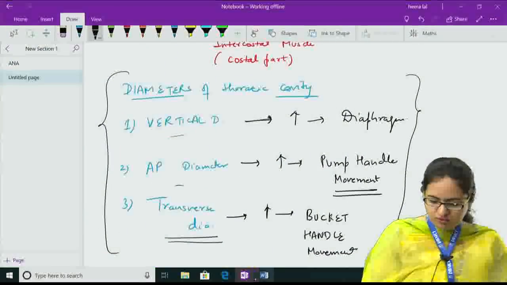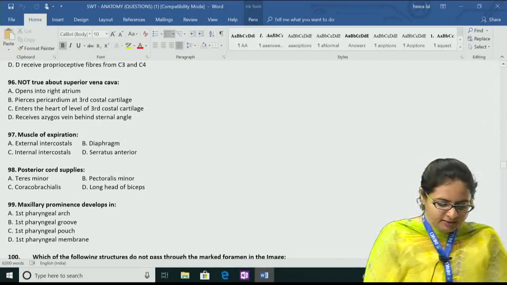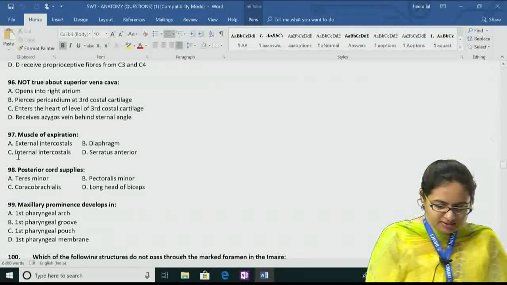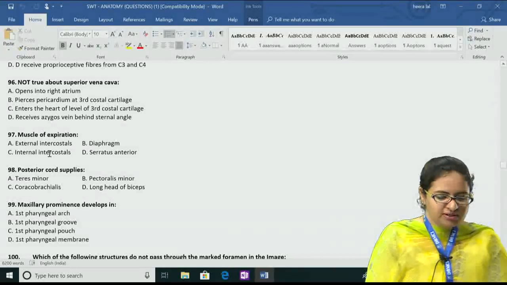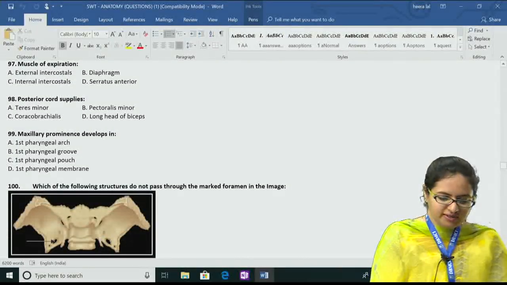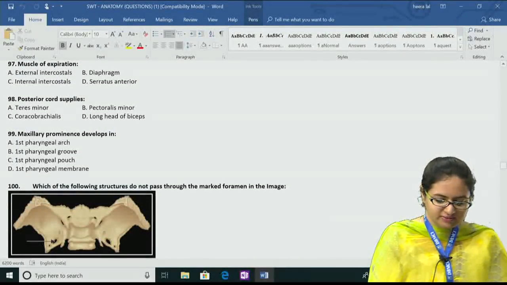So if we go back to the question, it says the muscle of expiration; in this, it will be the internal intercostal muscle. The internal intercostal muscle is the muscle of the expiration, and the answer is C. For question number 98, the posterior cord supplies.